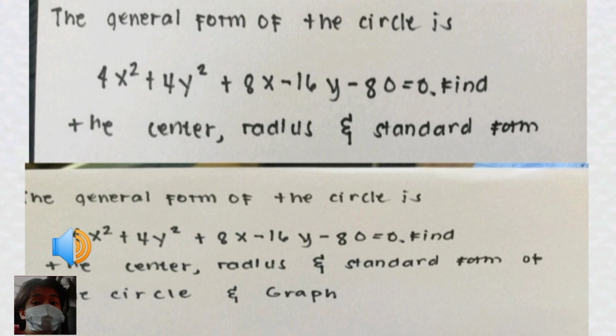This is our standard form. Let us find the center and the radius. The center is 1, change the sign, so negative 1 and positive 2, and the radius is the square root of 25, that is positive 5. This will become our radius.